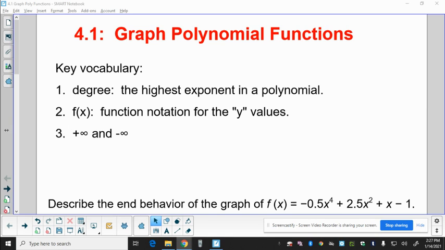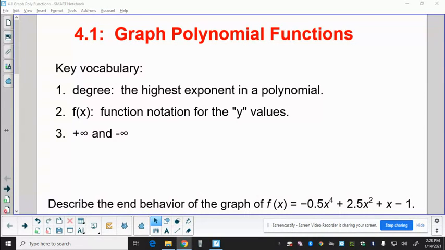Today we're going to start chapter 4, section 4.1, graphing polynomial functions. This entire chapter is going to be dealing with polynomial functions, solving them, working with them, applications thereof, things of that nature. A little bit of key vocabulary first of all.